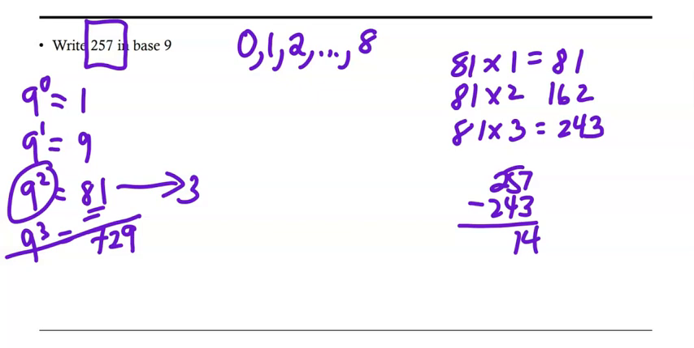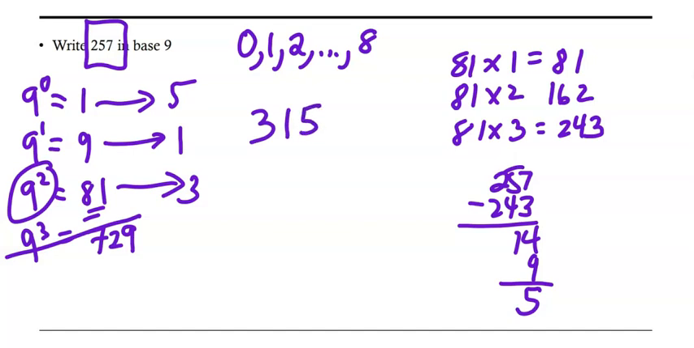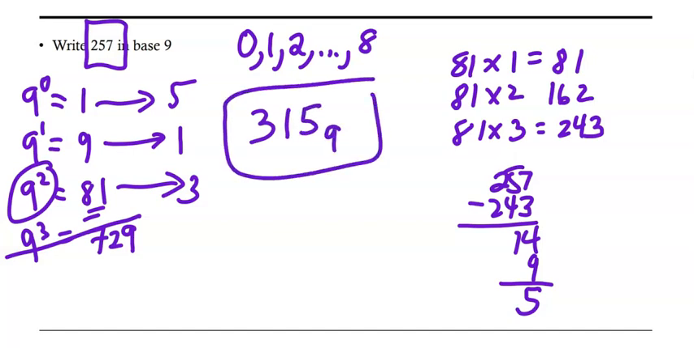Well, 14 left over, that means 9's going to go into it one time. 2 times would be 18. That would be too much. So 9 goes into it one time, which is 9. And therefore, we have 5 left over. So 5 left over, which means here's how we're going to write our number in base 9. 3, 1, 5, base 9 is our answer.